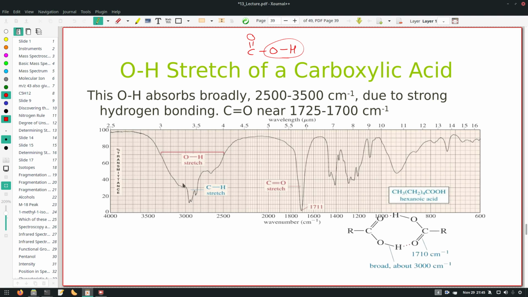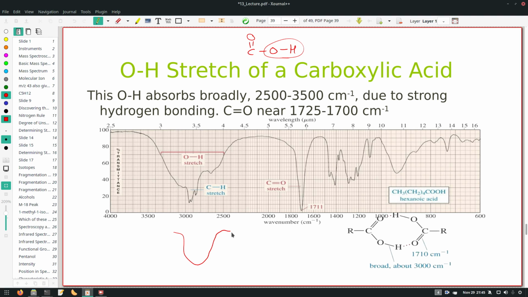But there won't be really a spike. The reason this one has a spike is because the CHs are being overlapped. Typically an OH peak is just a very nice hump. It just so happens that this particular hump is centered around the 3000 peak that represents our CHs.